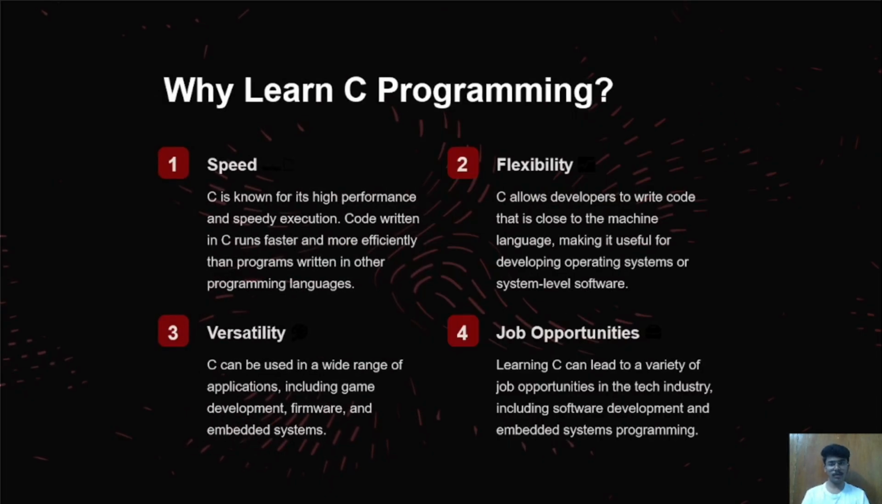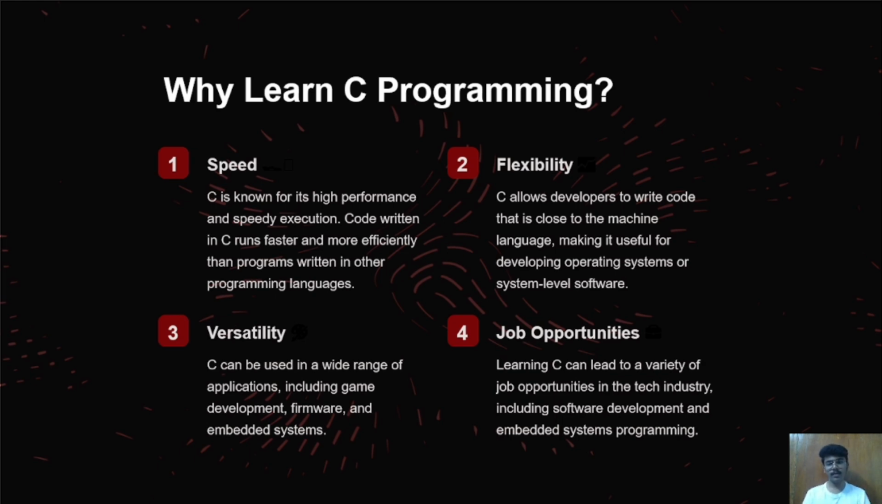Why should we learn C programming? First, we need speed. C is known for its high performance and speedy execution. Code written in C runs faster and more efficiently than programs written in other programming languages. Then we need flexibility. C allows developers to write code that is close to the machine language, making it useful for developing operating systems or system level software.